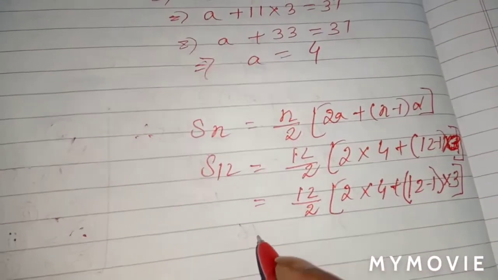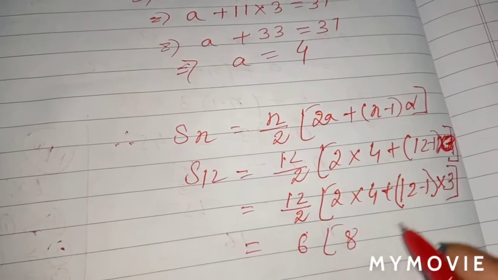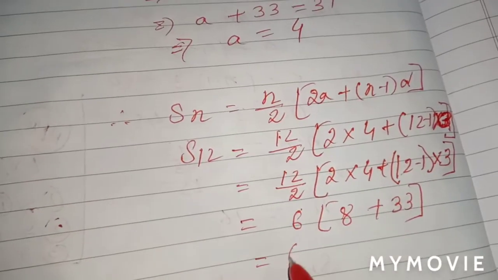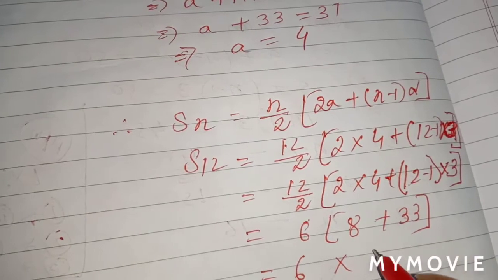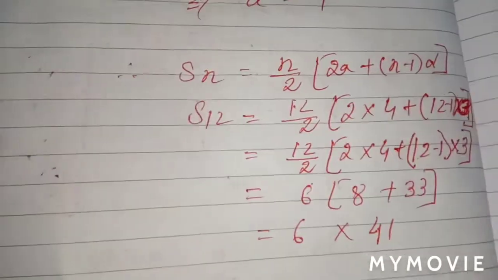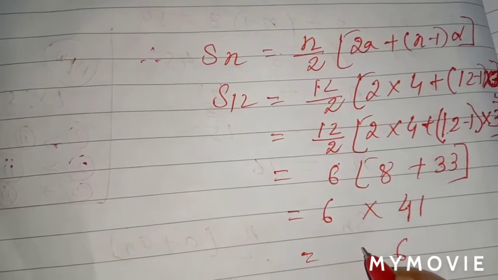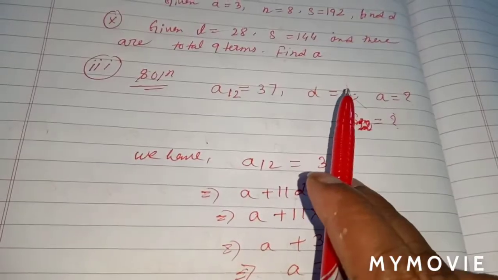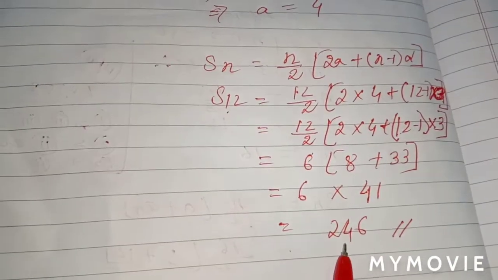Now it is clear. If you cancel, you will get 6, 2 fours are 8, then 11 threes are 33. Then 8 plus 33, how much? 41. Okay. So 6 into 41, how much? 6 ones are 6, 6 fours are 24. So the answer is 246. S12 is 246. They needed A and S12, so we got A is 4 and S12 is 246. Clear?